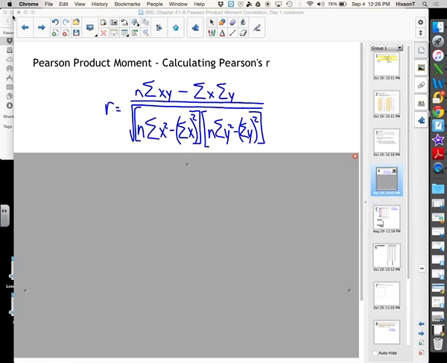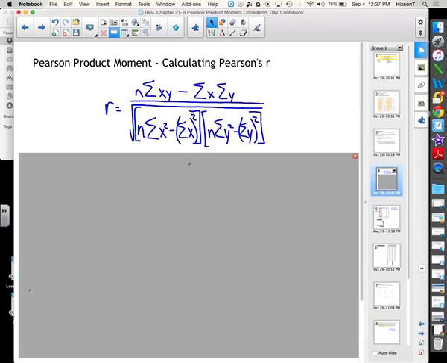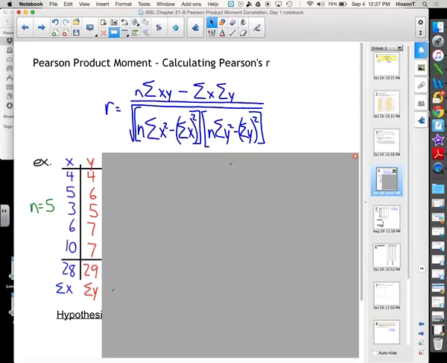So what does all this mean? Let's take a look at how we can stay organized and make sure that we don't mess stuff up along the way, okay? First of all, anytime you're given a correlation or you're finding a correlation, you have to have what we call bivariate data. You have to have two variables that you're comparing. Okay? And I would recommend making a little table like this.